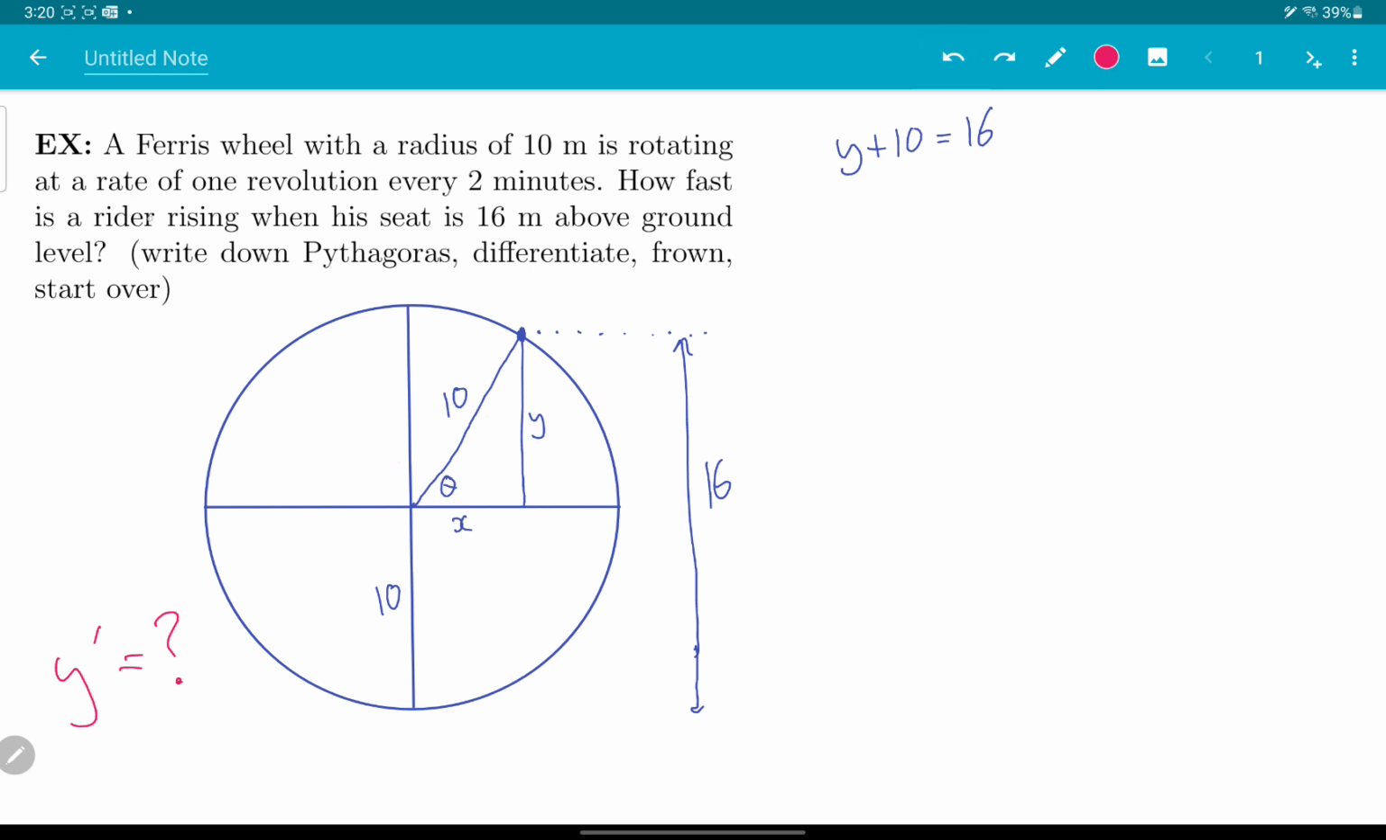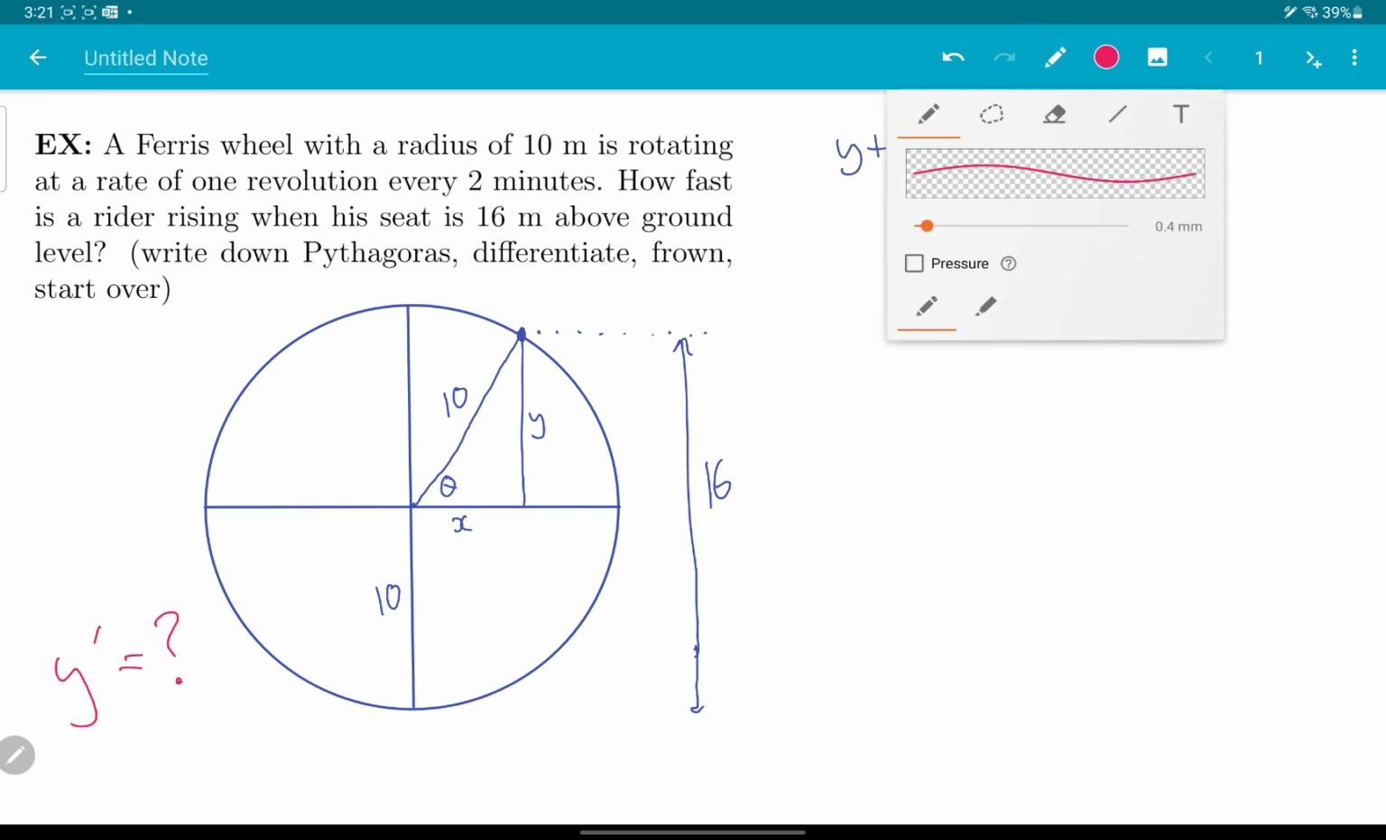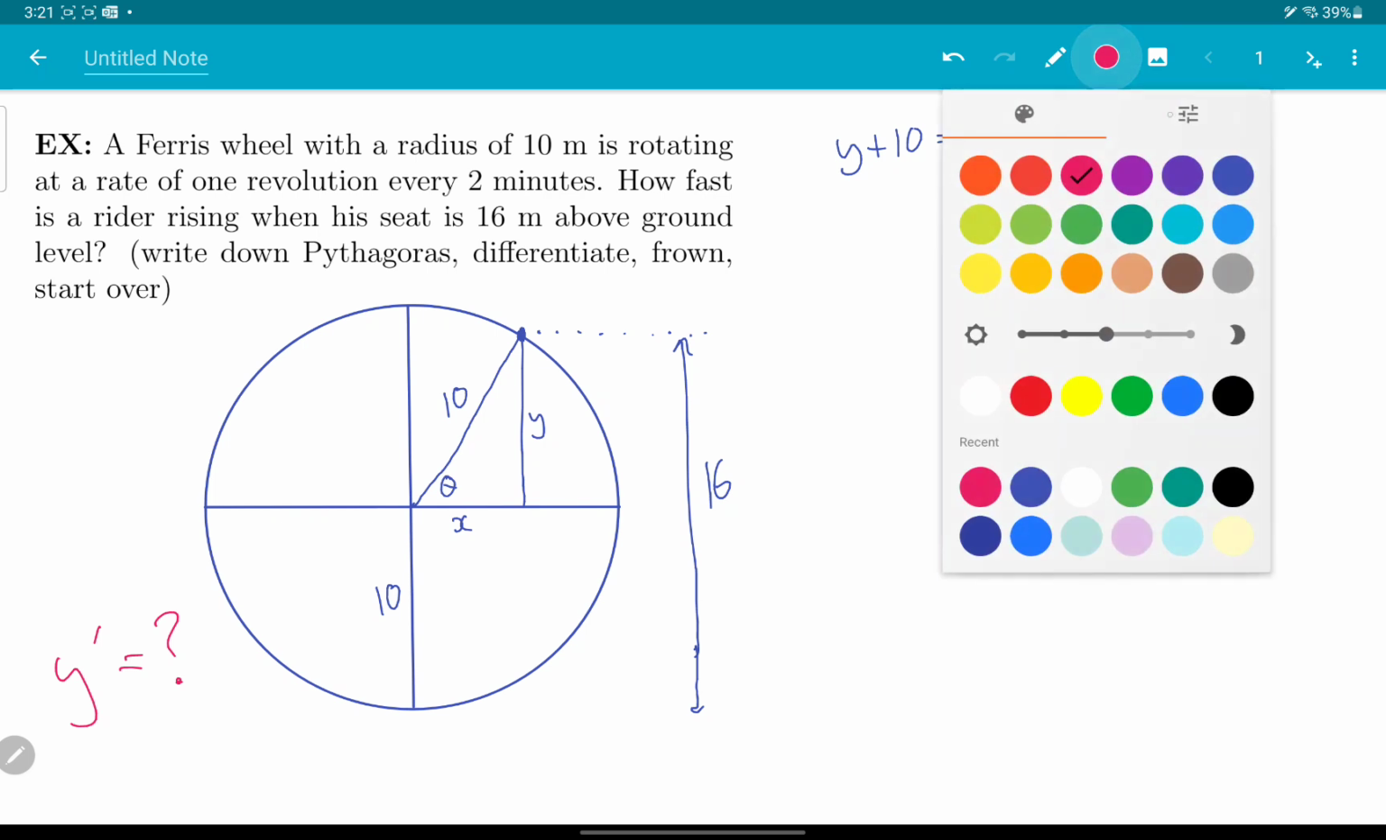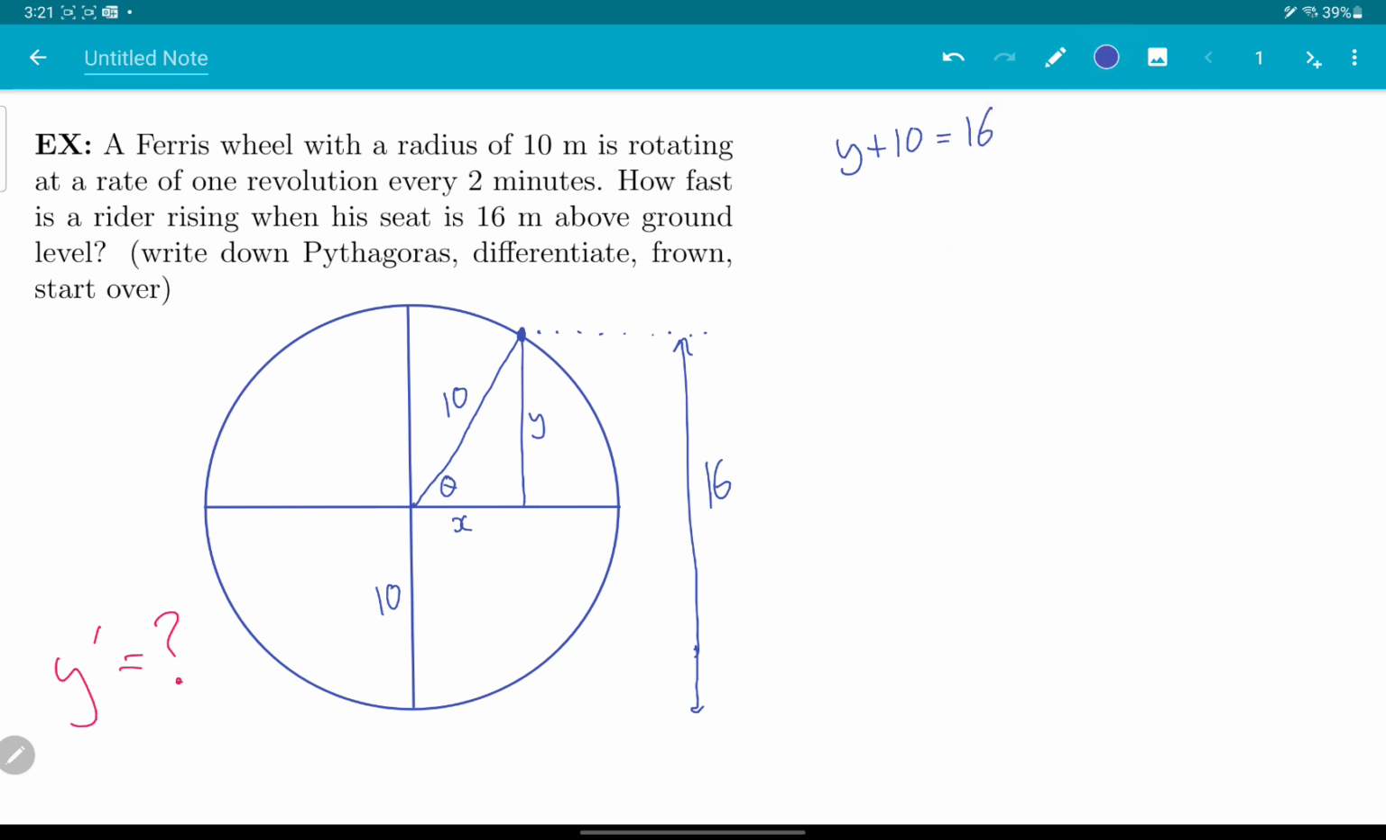Okay, that's what I meant when I wrote this right here. Pythagoras does not involve an angle, but the question involves an angle. So Pythagoras is not the first thing I write down. I will need it later, but for now, no good.